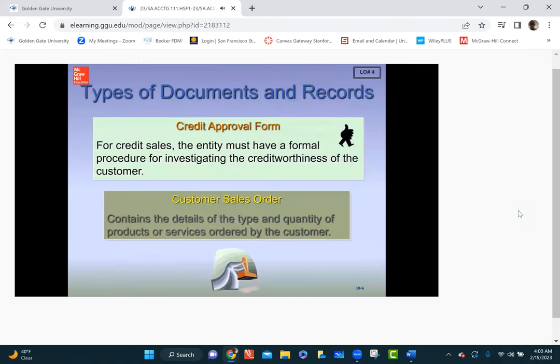Okay. Now we start with a credit sale and we talk about the credit approval form. So credit approval is really a form of what? Authorization.